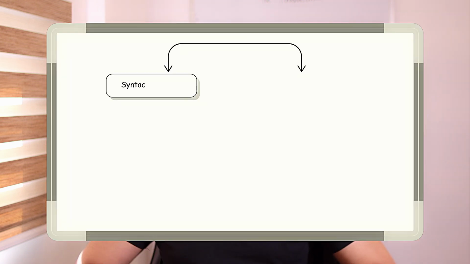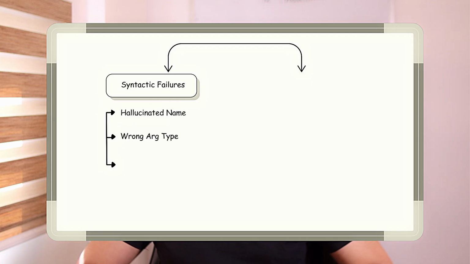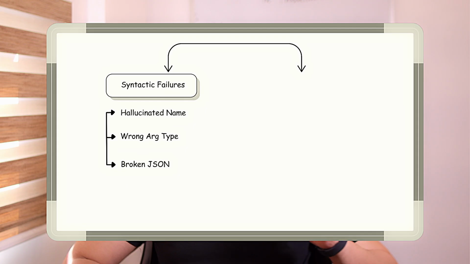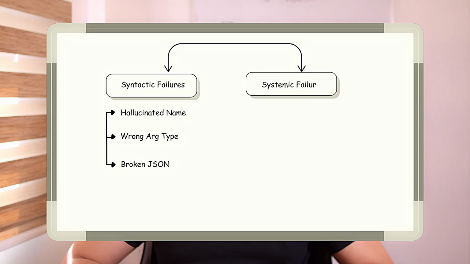On the left, we have syntactic errors. These are the mistakes that the LLM makes. For example, a hallucinated name, where it can generate a tool name that is not even provided in the list. The other group is the systemic failures. In the real world, tools are actually the APIs that your agent will be calling when required. And an API can have different outcomes.